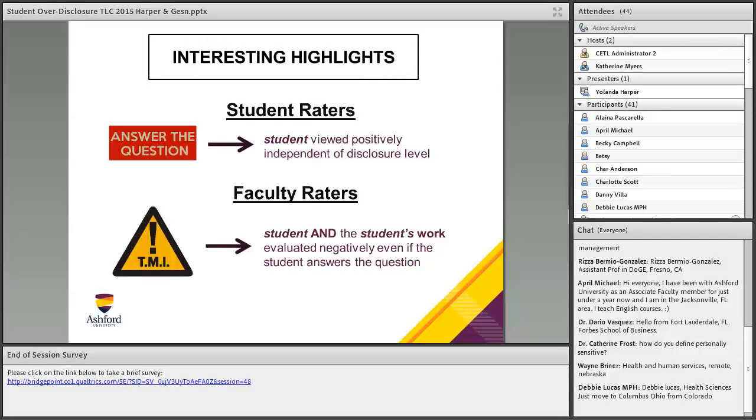So now the remainder of our session is going to be dedicated to information pertinent to actually responding to student over-disclosure.